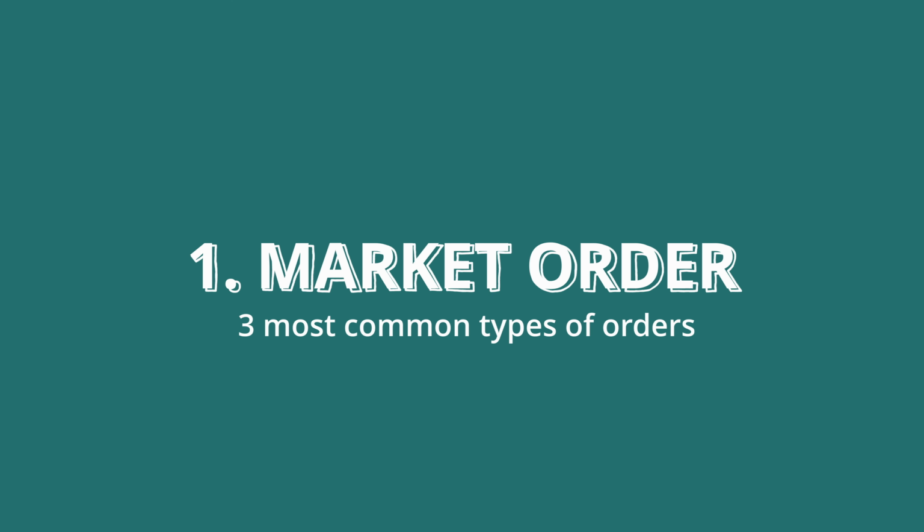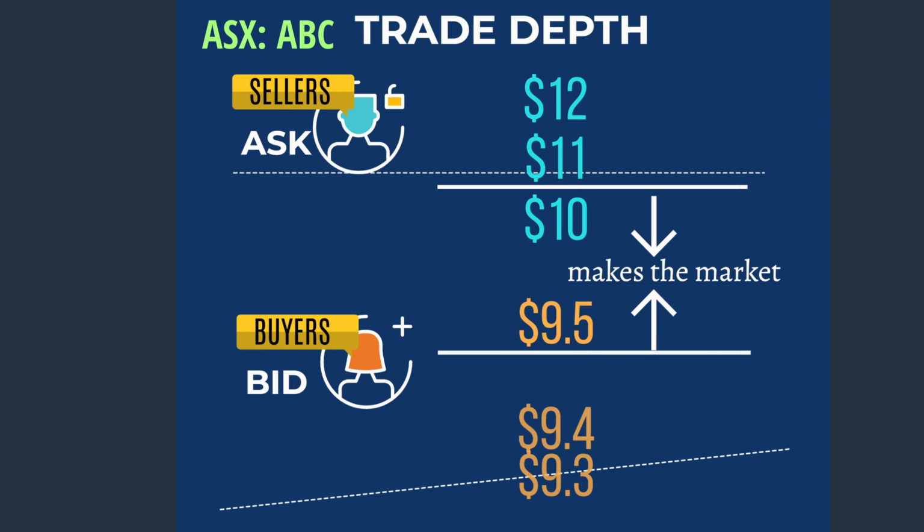So let's start with the 3 most common types of ETF orders. The most common order is the market order. A market order is the simplest and most efficient order type to execute your order quickly because your order will be prioritized. For example, you would like to buy ETF ABC on a market order and currently the market depth is something like this. So in other words, you are in the market.